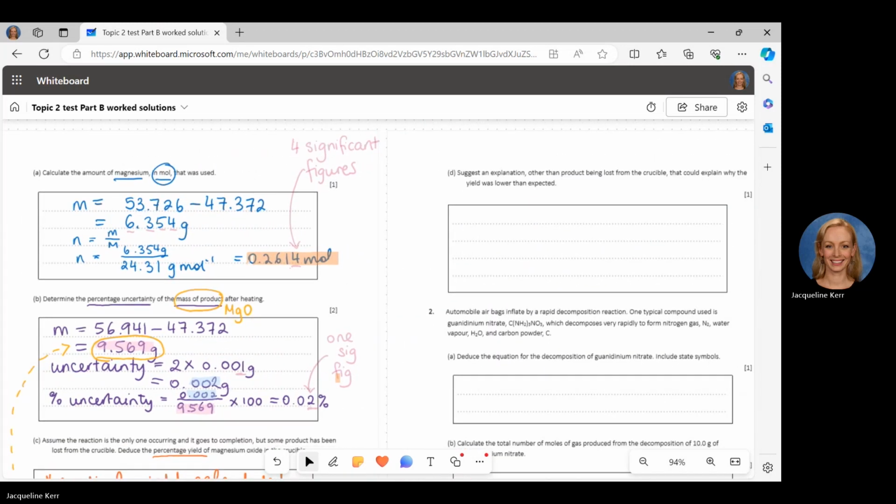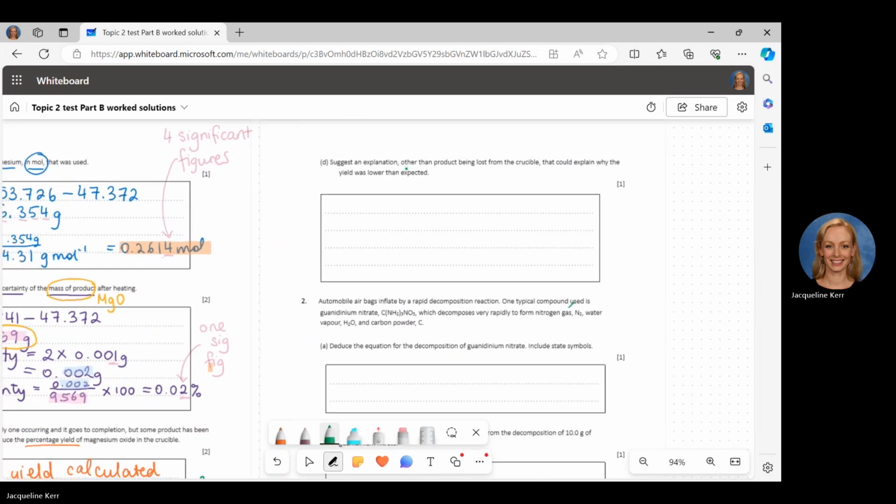All right, and the next question is more just thinking about why you might have lost some. So if none of the magnesium oxide actually came out of the crucible, like there was no ash lost or went out into the air, maybe it's because some of the magnesium was a bit tarnished, a bit oxidized already. So it wasn't pure magnesium to start with. That would give you a lower yield.